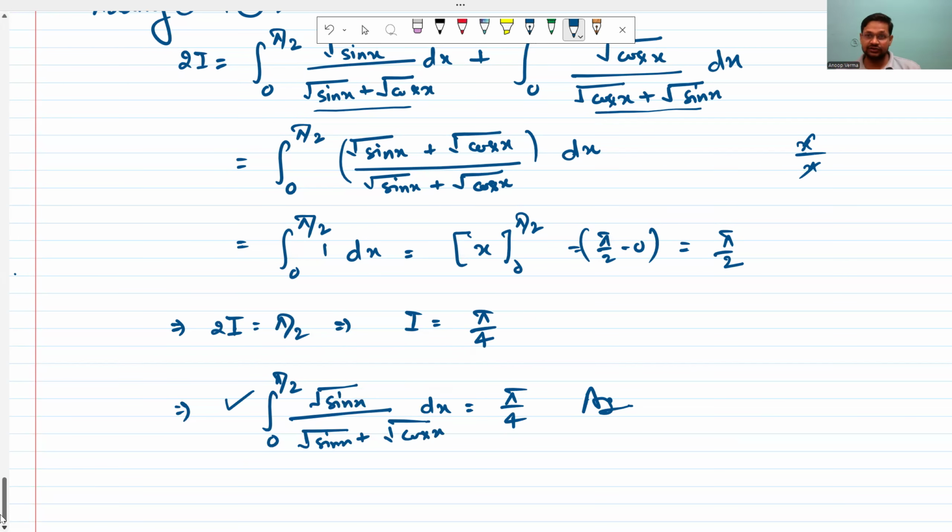I hope you understood the rules for definite integrals and properties, and how we will use the properties, and now you just do your exercises and you will be able to do them.